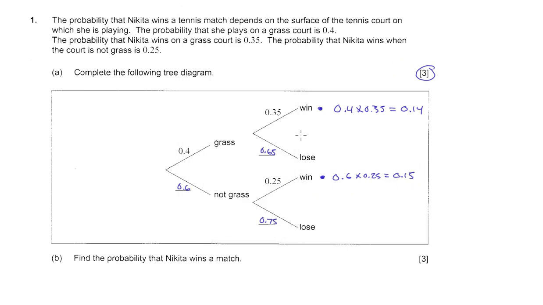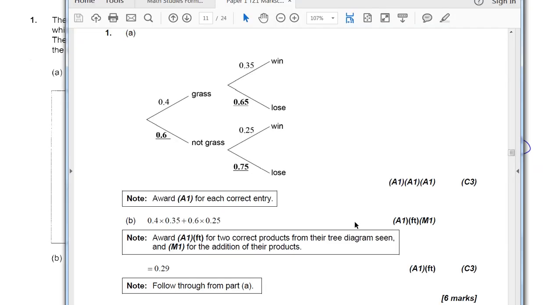Okay, so either one of those should work. It will work if she wins on grass or if she wins on not grass. Since it's "or", that means we're going to add these two together. So we're going to do 0.14 plus 0.15 to get 0.29, which is the probability that Nikita wins. Okay, so let's check our answers with the mark scheme and see what they've got.